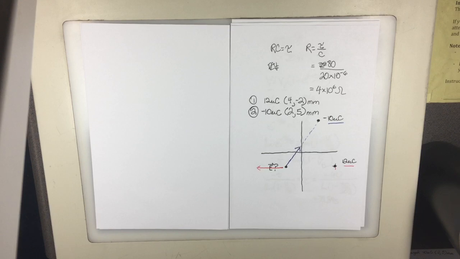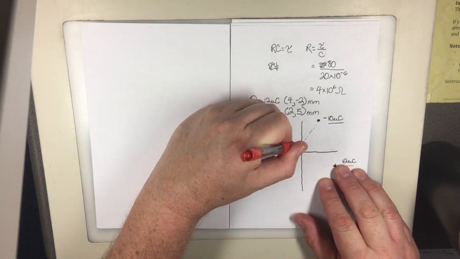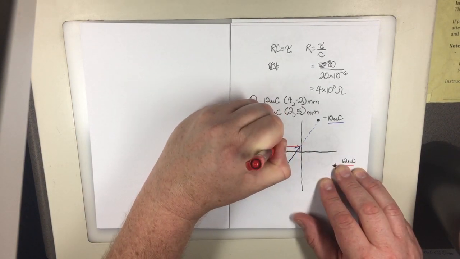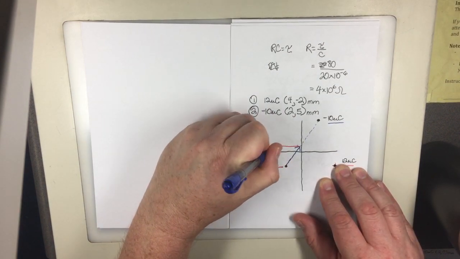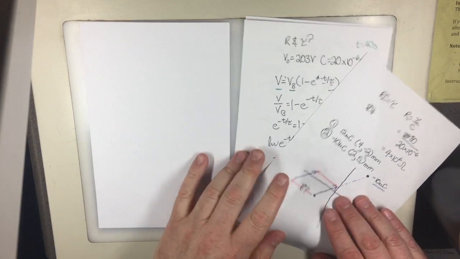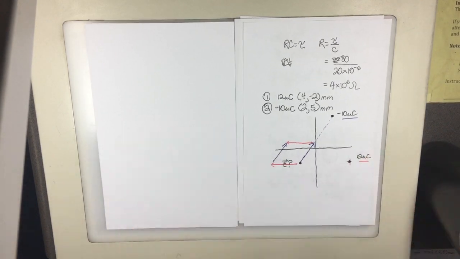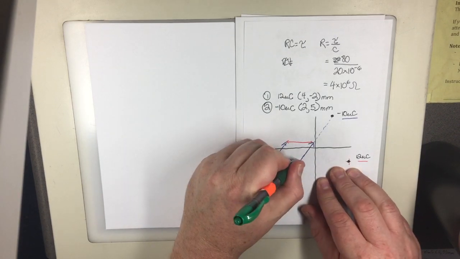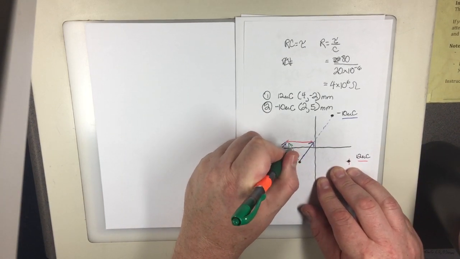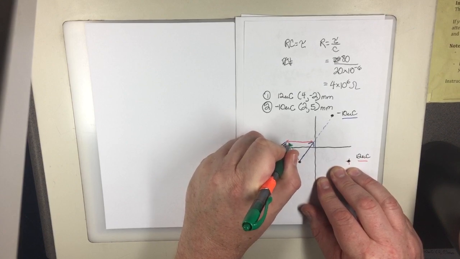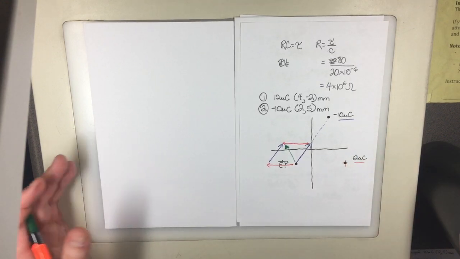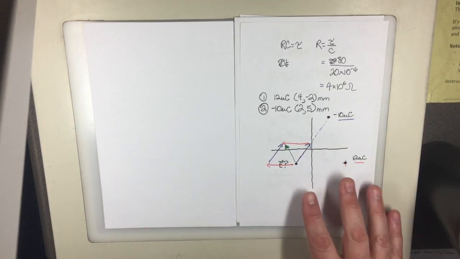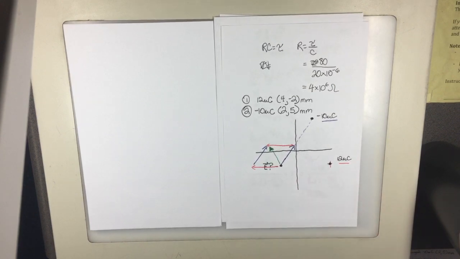Now what I'm going to do is parallelogram method or tip to tail method. And if you draw those E fields out into the form of a parallelogram, the total E field at that particular point is going to kind of go up and to the left. Now remember what I said about vectors. Vectors are not location based. They are magnitude and direction based.